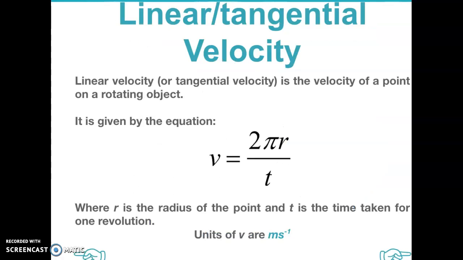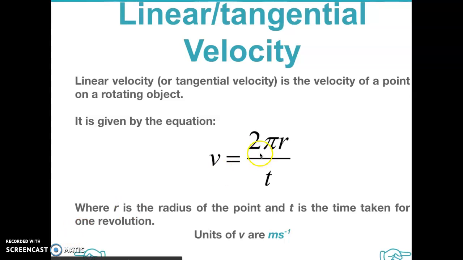The next quantity is actually something you've come across before. It's referred to as the linear or sometimes tangential velocity. It's very similar to what we came across before. In fact, it's exactly the same as distance over time, right? Speed. It refers to the actual distance in meters that you are covering as you move round in a circle.